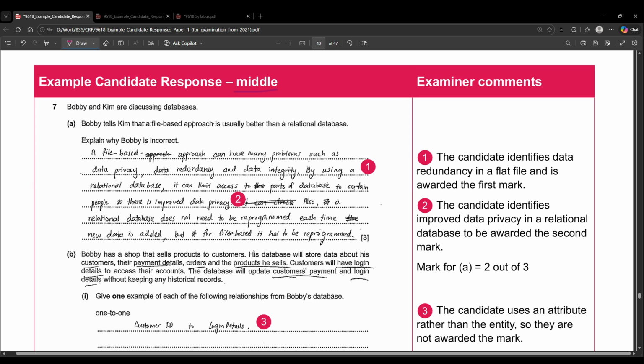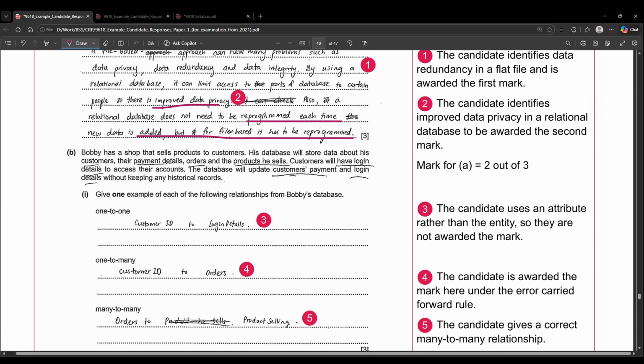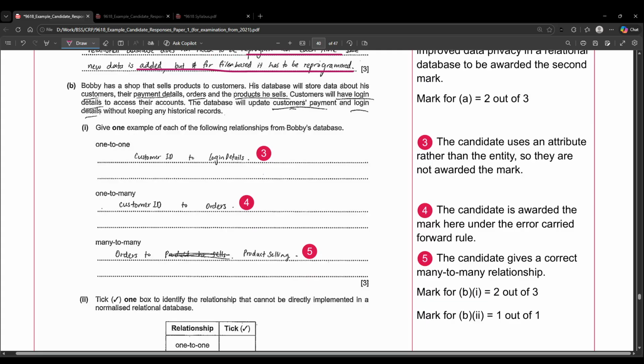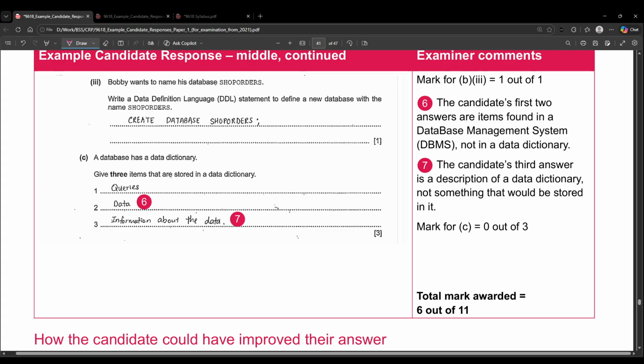Then this is someone with an average grade. So a file-based approach can have many problems such as data privacy, redundancy, integrity, etc. And then it can improve privacy. Okay, relational database does not need to be reprogrammed each time. Okay, so this is not correct. So they do not get any mark for this. Then we have 1, 2, 1. Okay, so relationships are correct. All right. And then in 6 and 7, so 3 items stored in data dictionary. So they're saying there is going to be queries, okay, data, and then information about the data. So you guys can clearly see this is all wrong.